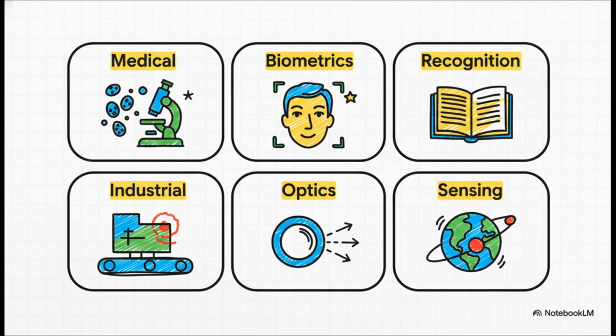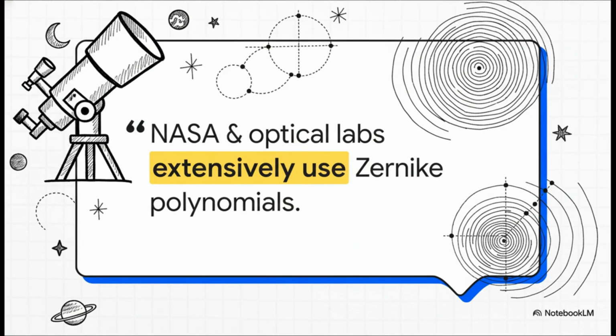It's everywhere. And this isn't just for everyday tech. We're talking about the highest levels of science here. This is the exact math NASA relies on to calibrate their incredibly powerful telescopes. It's what ensures those stunning images of the universe are perfectly sharp and clear. So yeah, this is a pretty big deal.